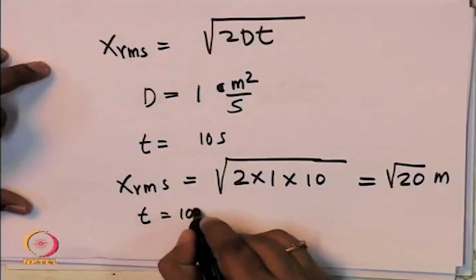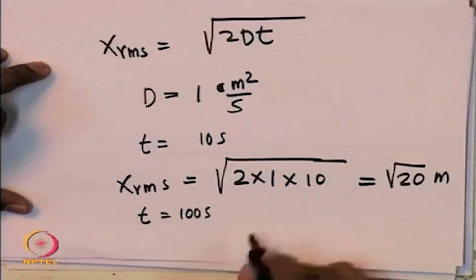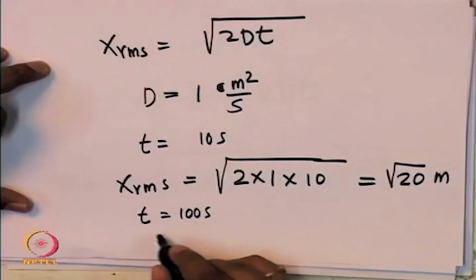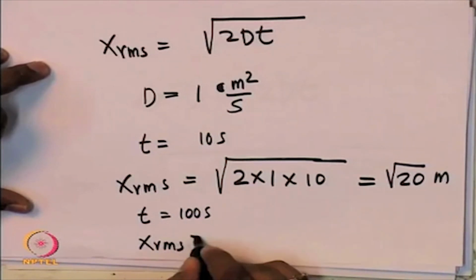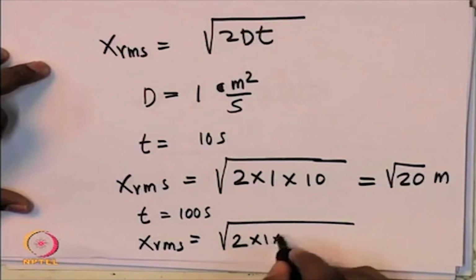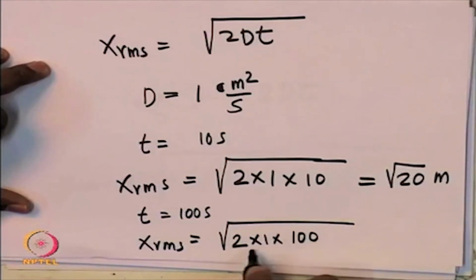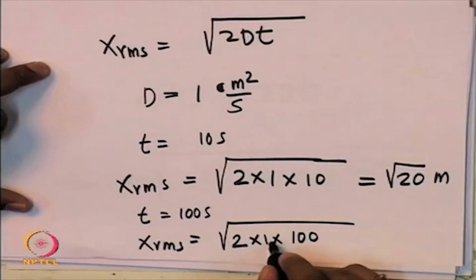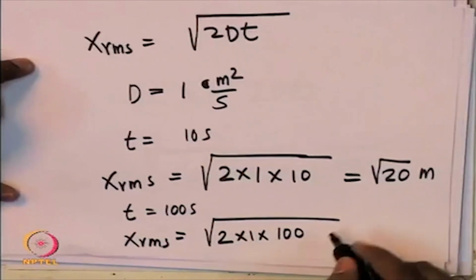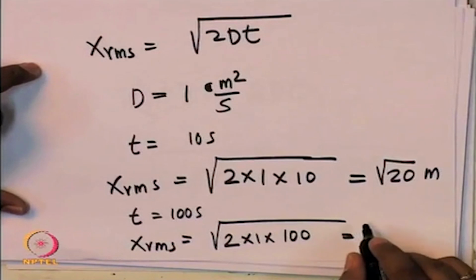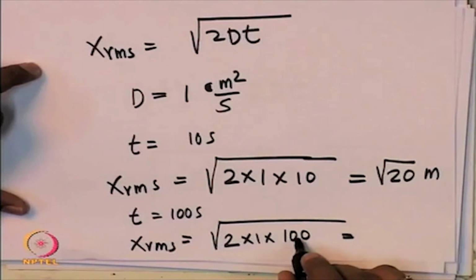Now, let us say after 100 seconds, when t is equal to 100 seconds, how much will this have diffused? When you take t equal to 100 seconds, what you get? X RMS is equal to root of 2 into d, which is 1 itself, into 100. So, this is square root of 200, which is 2 into 100.